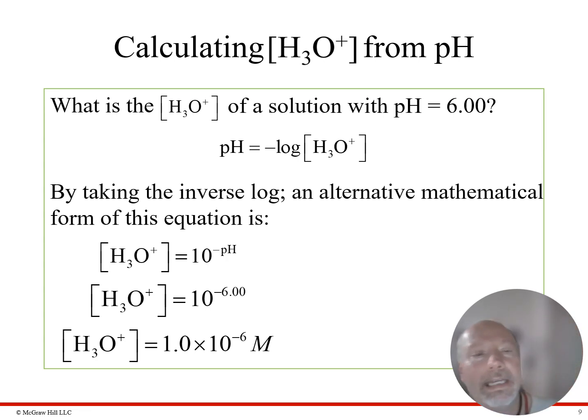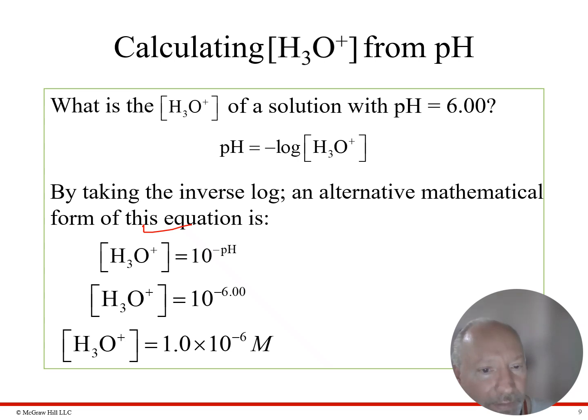Okay, so calculating: what is the hydronium cation concentration of a solution of pH 6? Now we have to work backwards. We can manipulate this equation and get the hydronium cation concentration. We take the inverse log of the pH, whatever that value is.